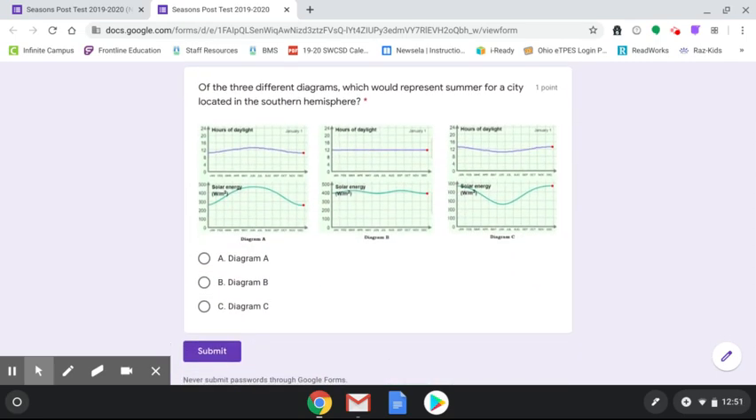Of the 3 different diagrams, which would represent summer for a city located in the southern hemisphere? So which one of these diagrams, A, B, or C, represents summer for a city in the southern hemisphere? Is it diagram A, diagram B, or diagram C?